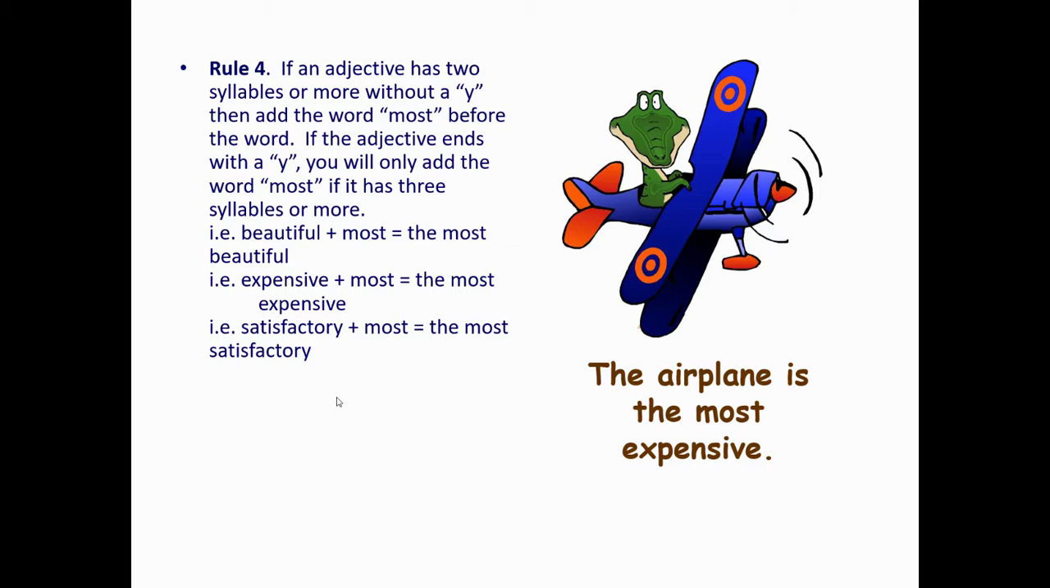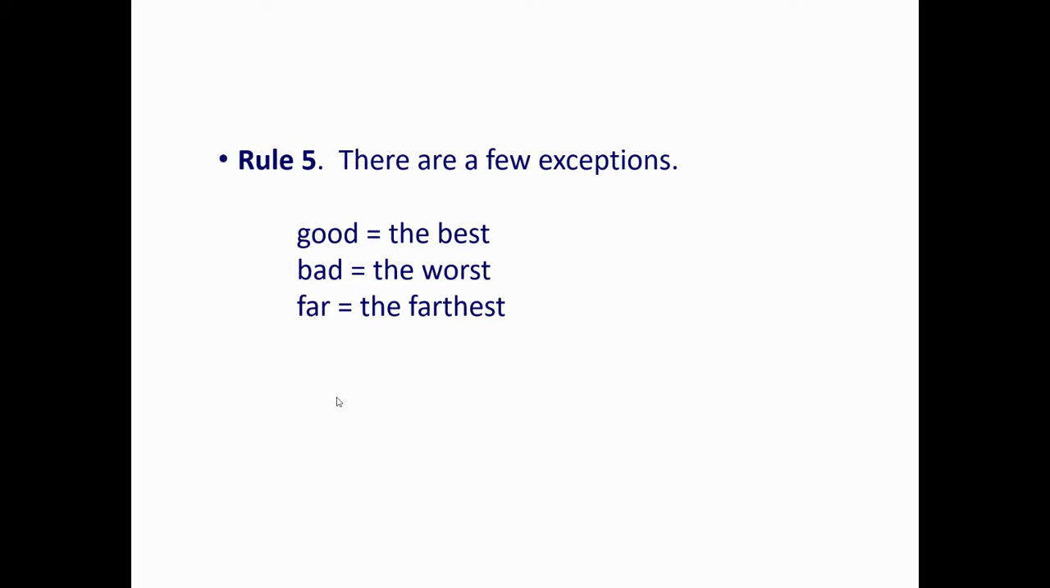Okay? If it's a super long adjective, then you're going to put most in front of it. Last time we put more because we were only comparing 2 things. This time, we're going to put most. All right? And then, of course, there are some exceptions. Good, better, best. Not good, gooder, goodest. That just sounds wrong, doesn't it? Use your ears and listen and think about how you really speak and read and write.